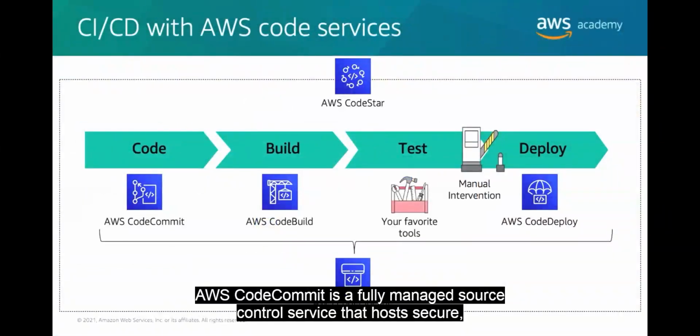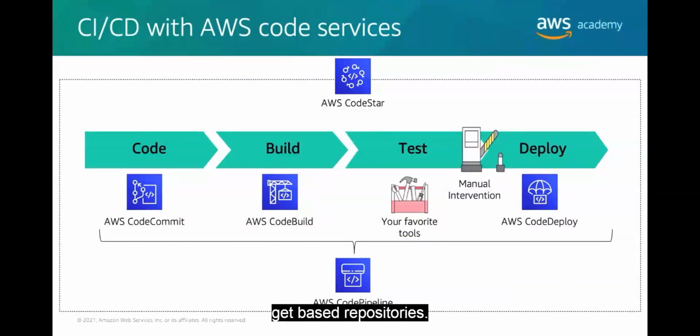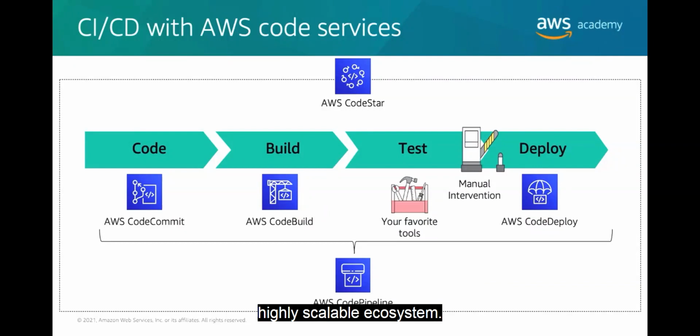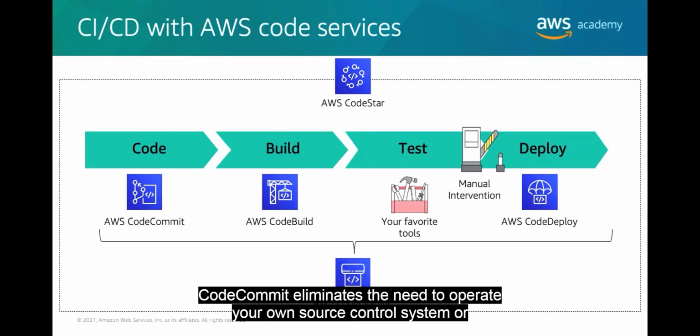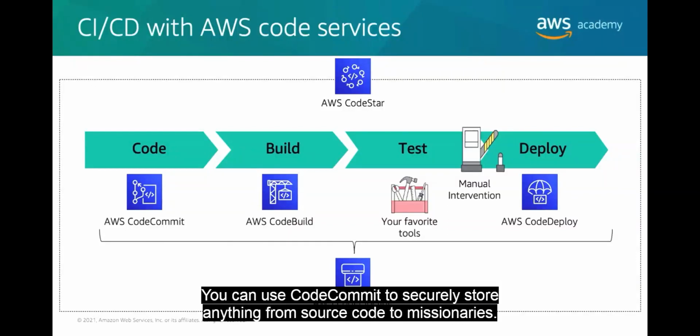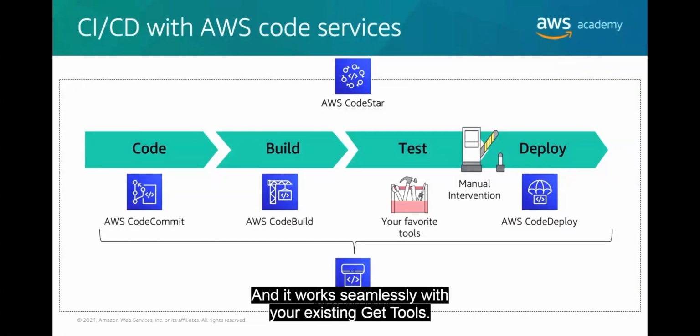AWS CodeCommit is a fully managed source control service that hosts secure, Git-based repositories. The service makes it easy for teams to collaborate on code in a secure and highly scalable ecosystem. CodeCommit eliminates the need to operate your own source control system or worry about scaling its infrastructure. You can use CodeCommit to securely store anything from source code to binaries, and it works seamlessly with your existing Git tools.